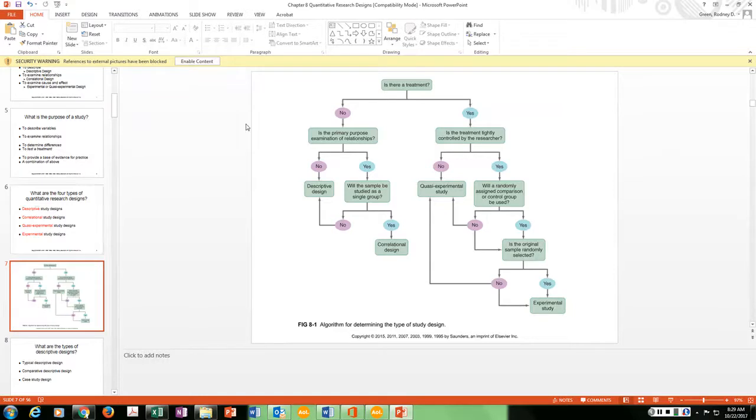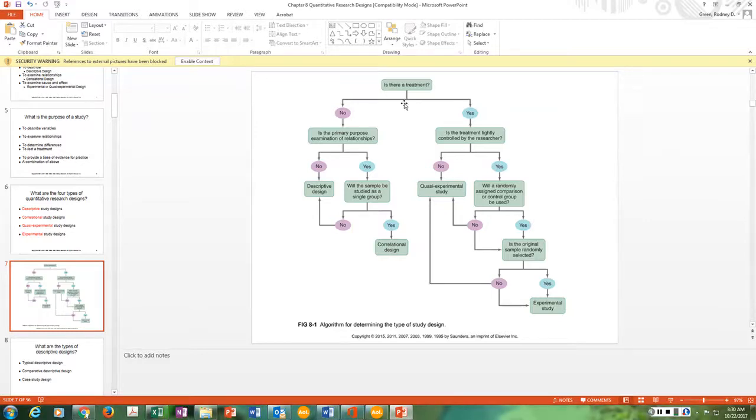So here you start at the top: is there a treatment? No, there's no treatment. Ask yourself, is the primary purpose an examination of relationships? If you're not examining relationships, then you are doing a descriptive design. If you are examining relationships, and you say yes, will the sample be studied as a single group? Yes. Then you have a correlational design.